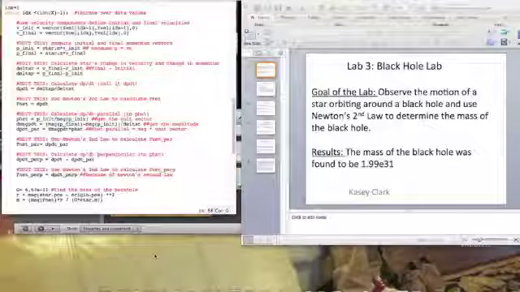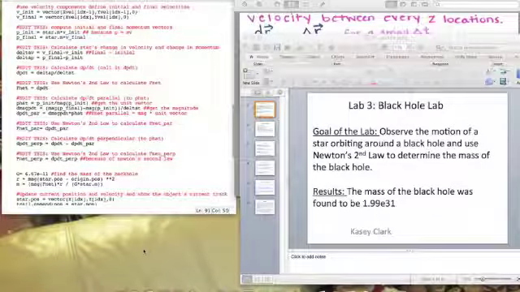This is the Black Hole Lab, and the goal of the lab was to observe the motion of a star orbiting a black hole and use Newton's second law to determine the mass of the black hole. The mass was found to be 1.99 times 10 to the 31st.